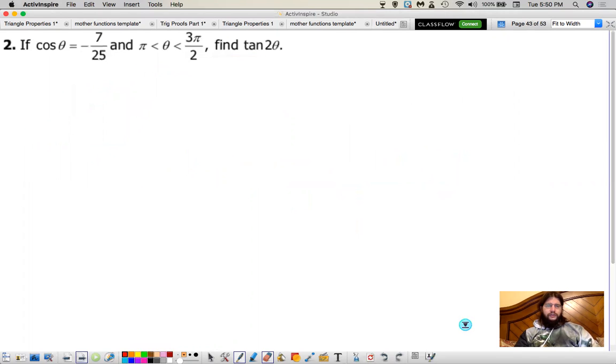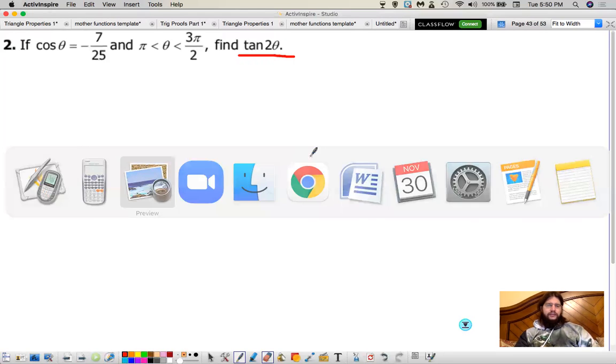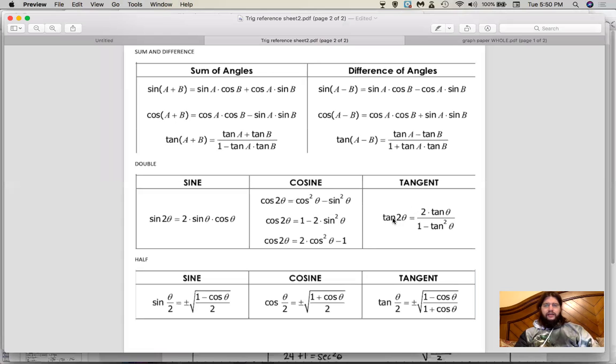Let's check out the next one. This time we're looking for tangent of 2 theta. Let's see what our options are on this one. For tangent we only have one option. For sine we only have one option. Cosine's the one that has a bunch of different options to choose from. So let me go ahead and grab that and make my triangle.